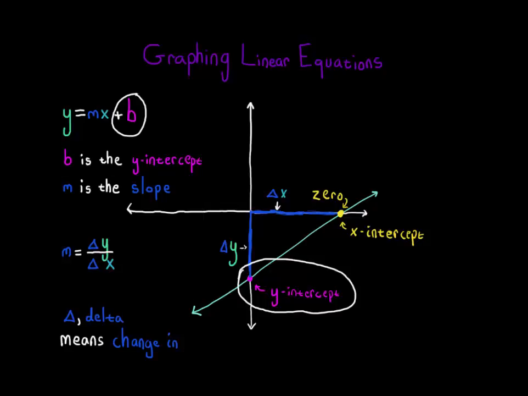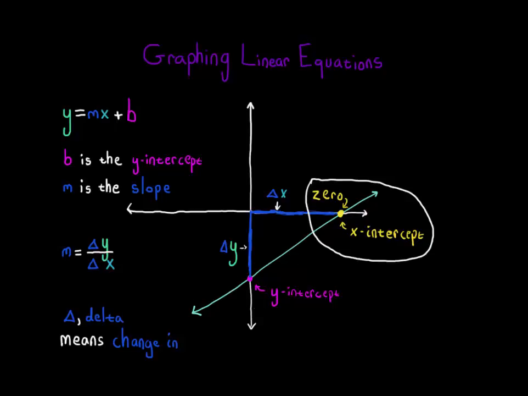The y-intercept, which is the point at which the line touches the y-axis, and the x-intercept, the point at which the line touches the x-axis. The x-intercept is also known as the zero.